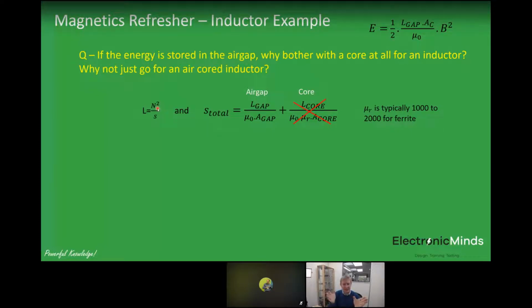And hopefully I've explained that in a clear enough manner. We can always discuss that a little bit more in the questions section at the end. Hopefully that's been a good justification of why we want to use a magnetic core with an air gap here.